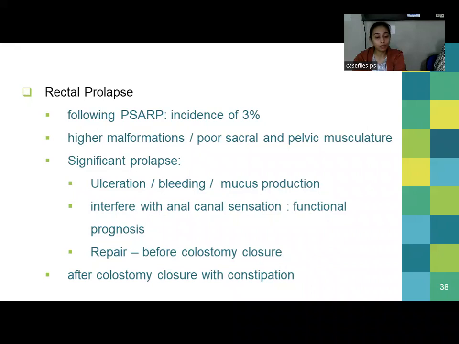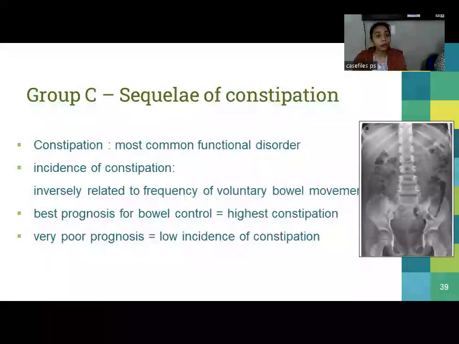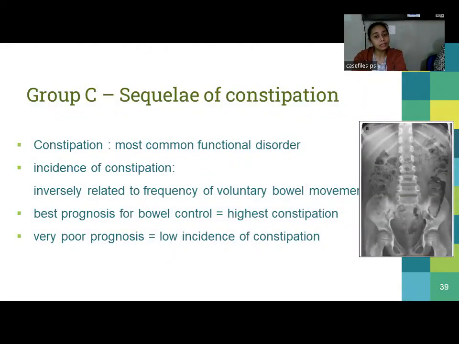Repair for prolapse should ideally be done before colostomy closure, but in some patients with constipation, this prolapse is seen after colostomy closure. Coming to group C of complications, that is the sequelae of constipation. It is the most common functional disorder. In this X-ray, we can see a loaded colon; the ascending as well as the descending colon is completely loaded. The incidence of constipation is inversely related to the frequency of voluntary bowel movements.